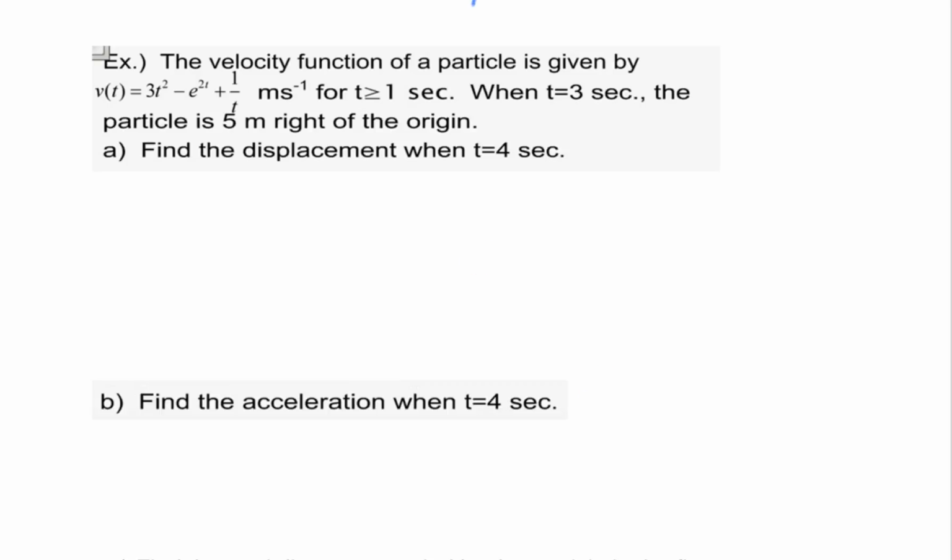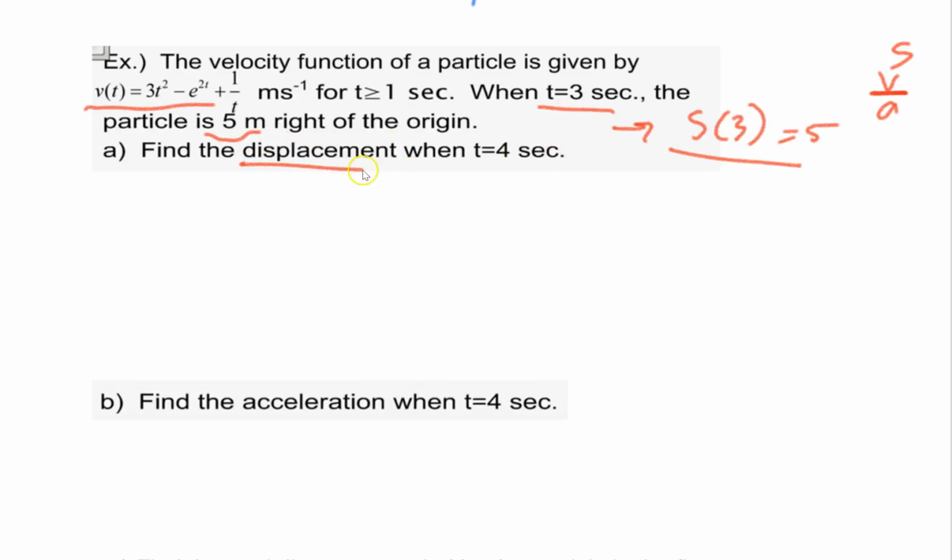Next one, let's do a little displacement, little SVA, kinematics. The velocity function of a particle is given by v(t) equals this, meters per second. So again, notice it's a velocity equation, for t greater than 1 second. When t equals 3, the particle is 5 meters right at the origin. So that right there, you gotta keep this in mind, is a point. They're saying the displacement at 3 equals 5. And remember, time is always in the x values, what you plug in. So I'm plugging in 3 seconds, I'm at 5 from the origin. Displacement, SVA, right? They gave us where it's at. So find displacement when t equals 4.